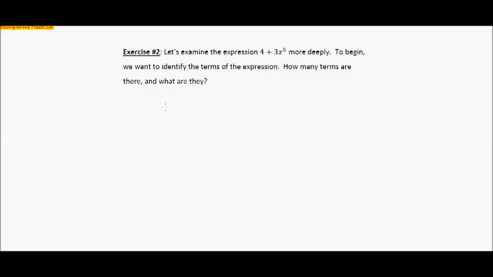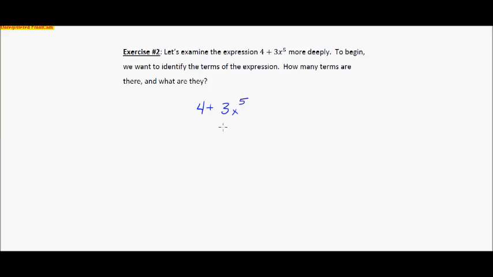And here's exercise number 2. Now it says, let's examine the expression 4 plus 3x to the 5th more deeply. To begin, we want to identify the terms of the expression. And this is something new where they ask for the terms.